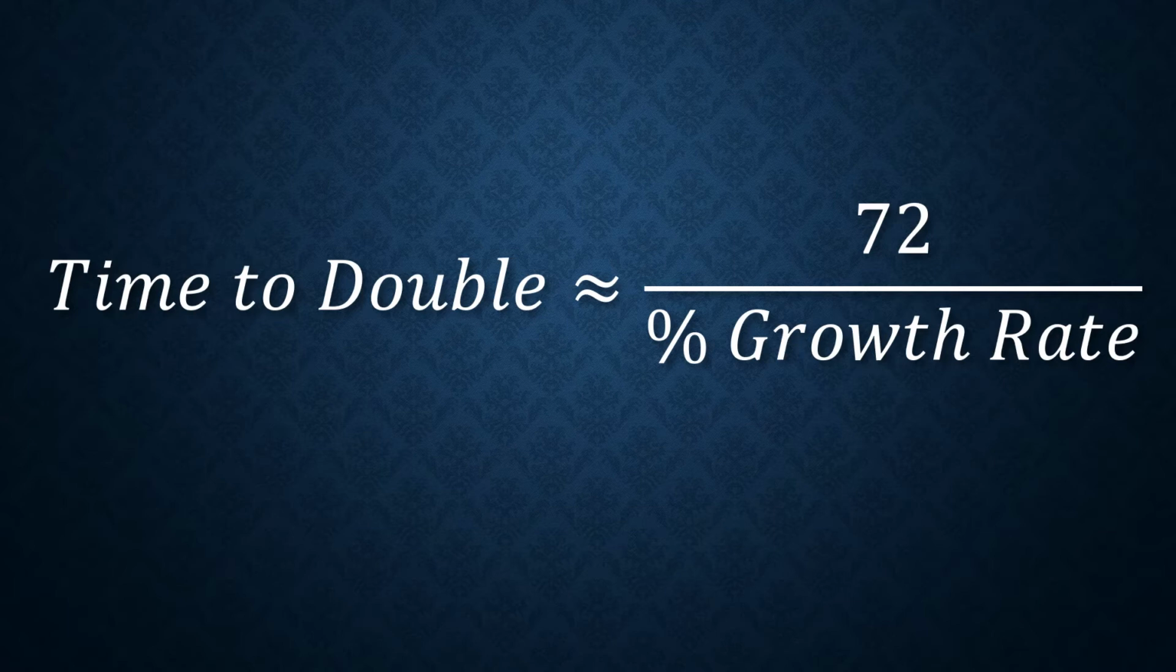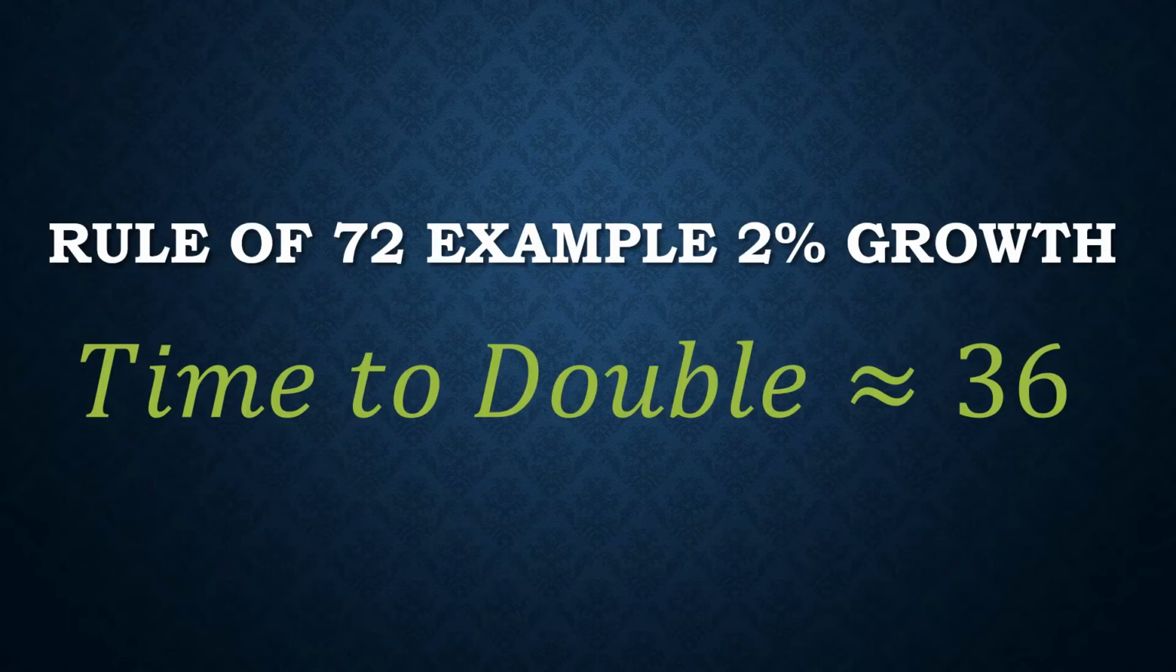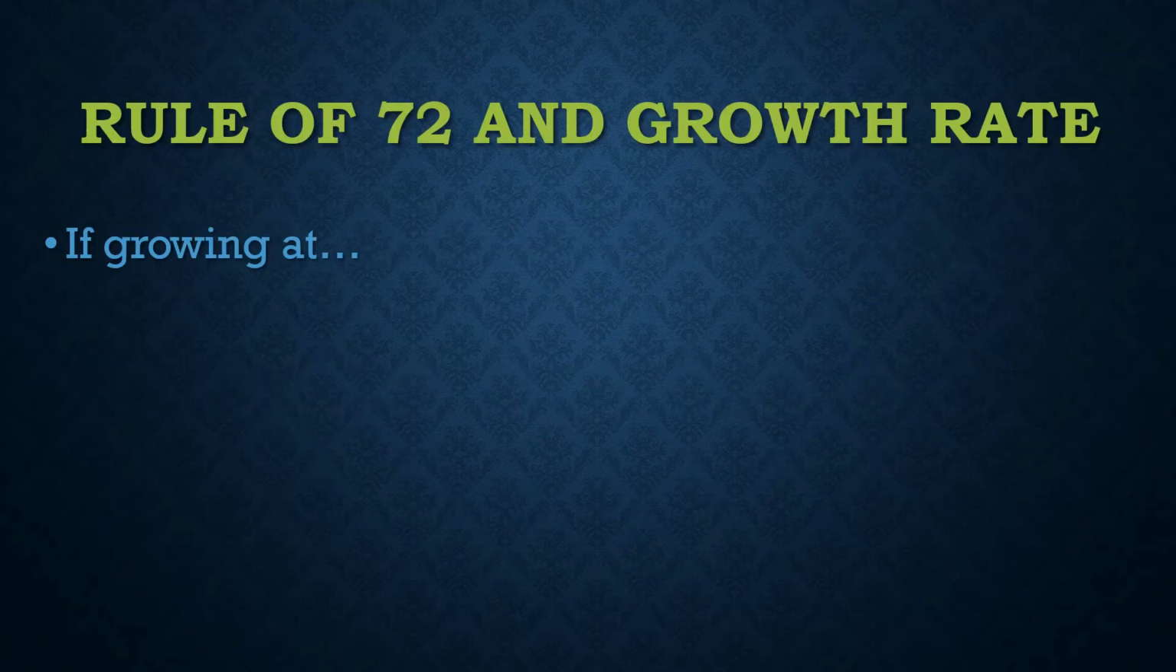Here's that equation. Again, the time it takes for your money to double is approximately equal to 72 divided by whatever growth rate you have, or whatever interest rate you could be earning on the money that you invested, say. So as an example, if we had 2% growth, it would take us approximately 36 years to double the money. 72 divided by the growth rate of 2% gives us 36.